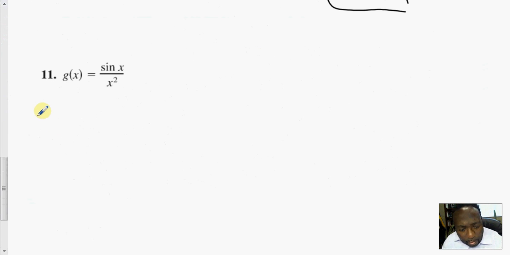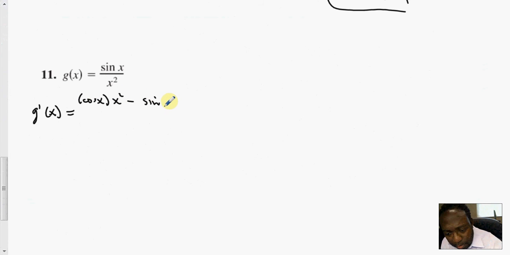We find this derivative. So g prime of x is said to be the derivative of the numerator, which is cosine x, times our denominator, minus our numerator times the derivative of our denominator. So I'm going to write that 2x first, and this x squared should have been in the front, and I'll correct it. We'll just write it the way we say it, minus the numerator times the derivative of the denominator all over our denominator squared.